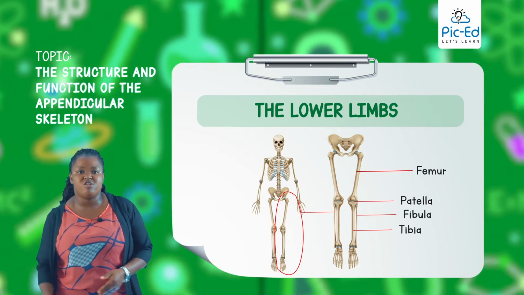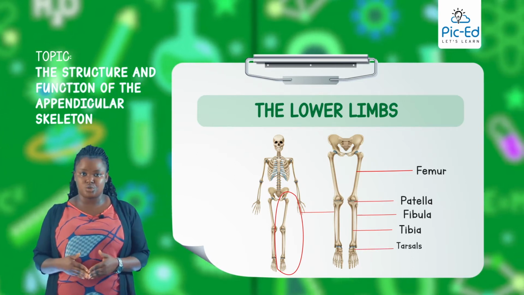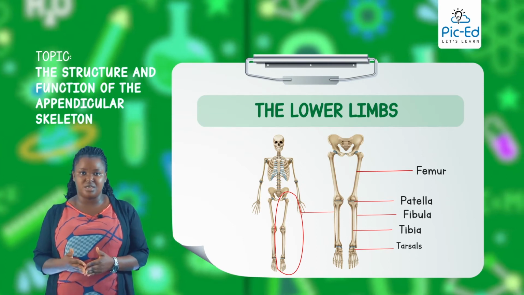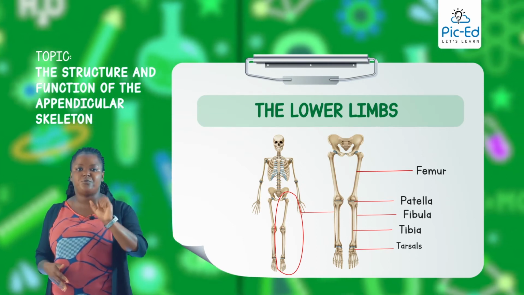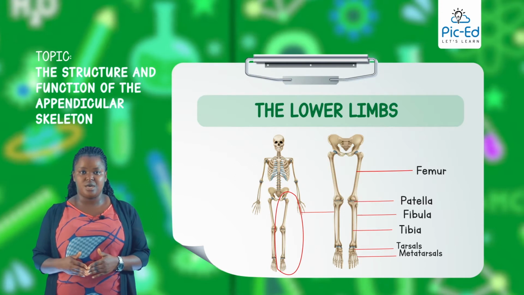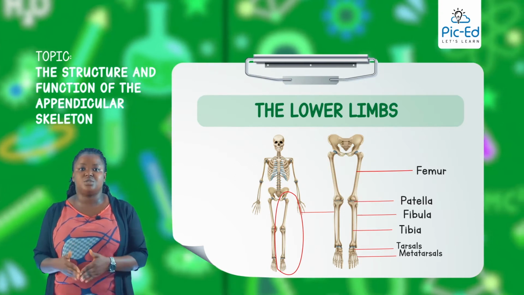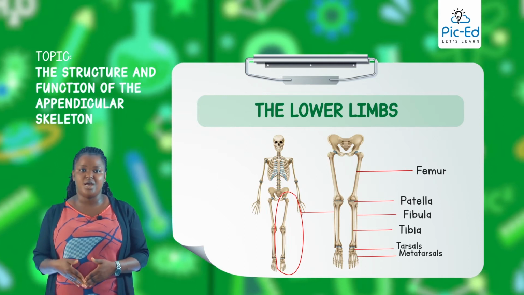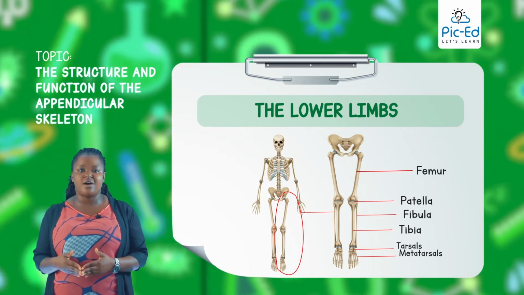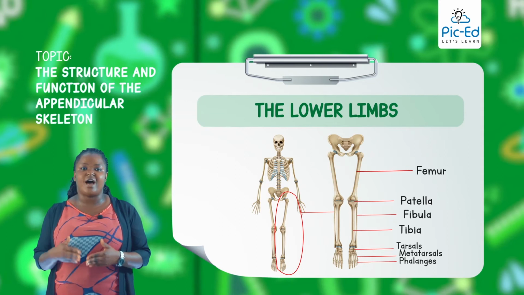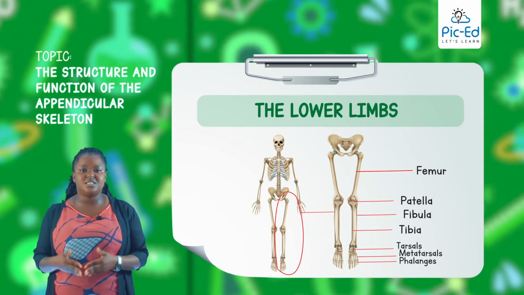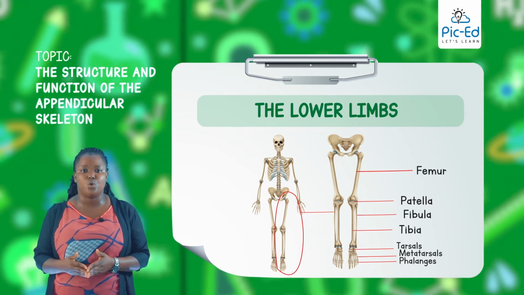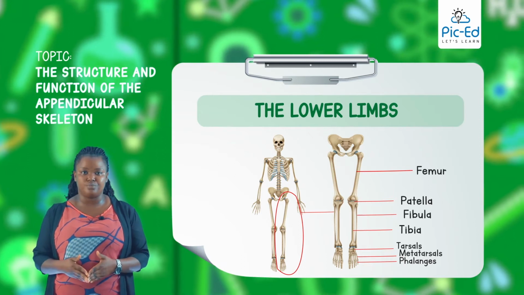In our ankle region, we have the tarsals or the tarsal bones. Then in the foot, we have 5 metatarsals. These metatarsals are in accordance with the number of digits or toes on our foot. And then in our toes, we have phalanges, which are 14 in number. These are bones that are located in our toes within the foot.